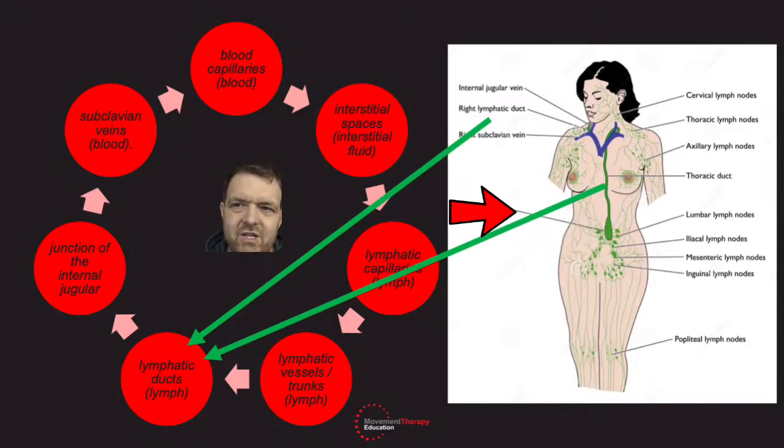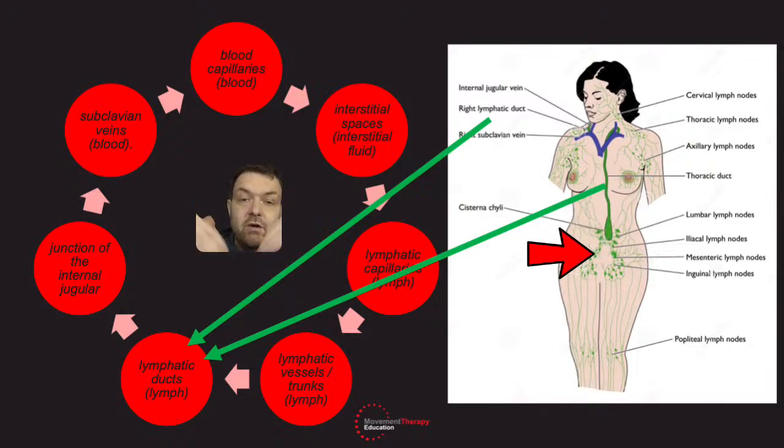But this is the cisterna chyli. Okay, so this area here is the cisterna chyli, and it's a kind of collection point for the lower body and the intestines, so all the viscera in the gut.